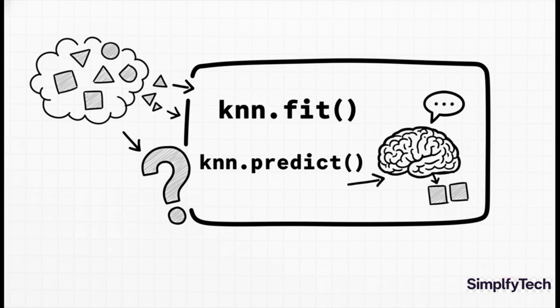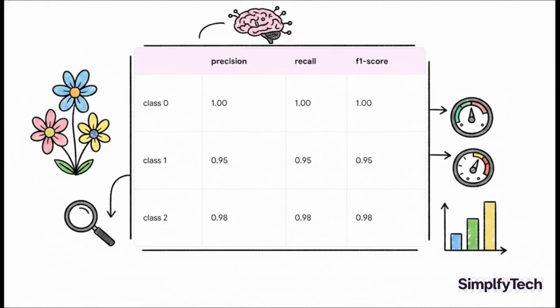We use predict to ask it to classify the new flowers it's never seen before. It's time to put our new flower in that digital cafeteria and see which table it sits at. So, how did we do? To find out, we generate this classification report.